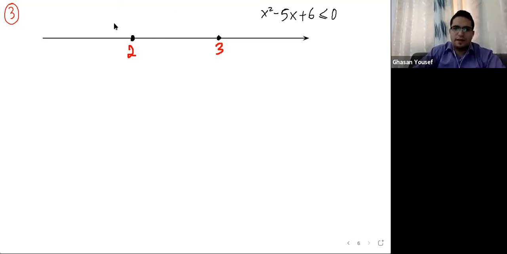First of all, you have to pick a number greater than 3. Give me any number greater than 3. For example, 4. Victoria said choose number 4. Okay, the number 4, you have to plug it inside the quadratic equation.